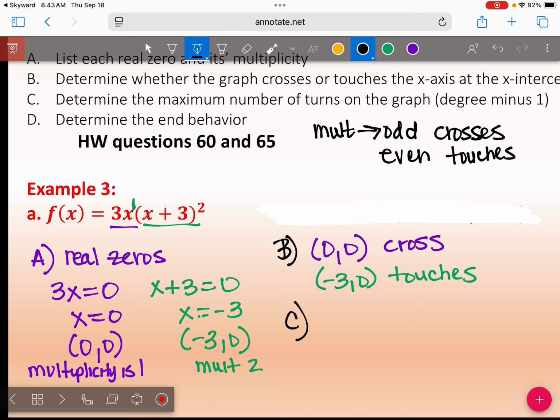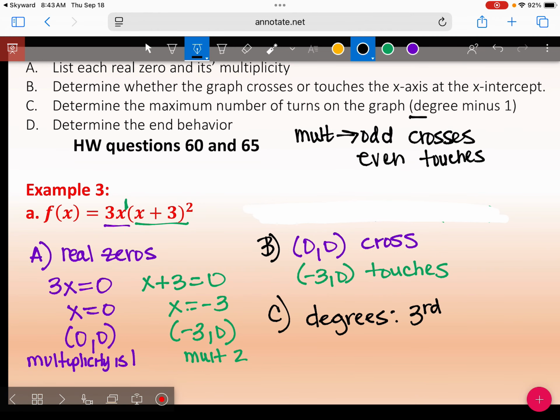Part C. What's the maximum number of turns? Well, first of all, to find our degree, we add up all of our multiplicities. If I add them up, I have 1 plus 2, which means that this is a third degree function. So the arrows will go opposite directions. The maximum number of turns that this graph can make is always whatever your degree is minus 1. So the max turns is 2.